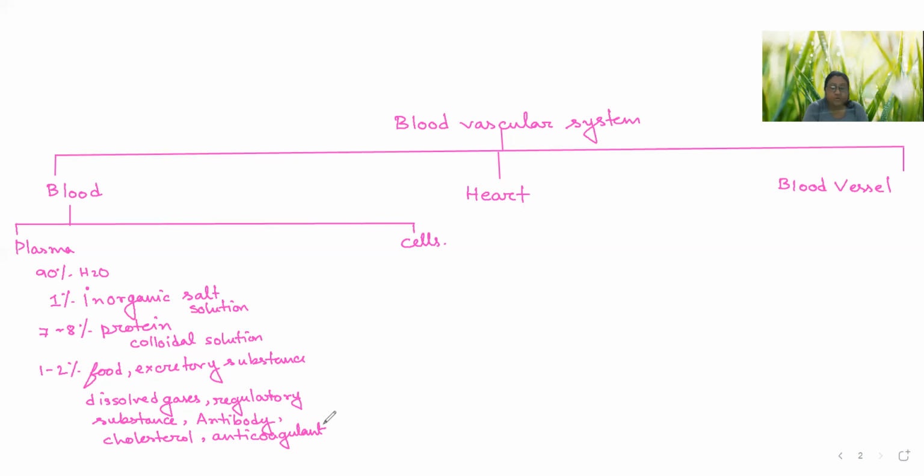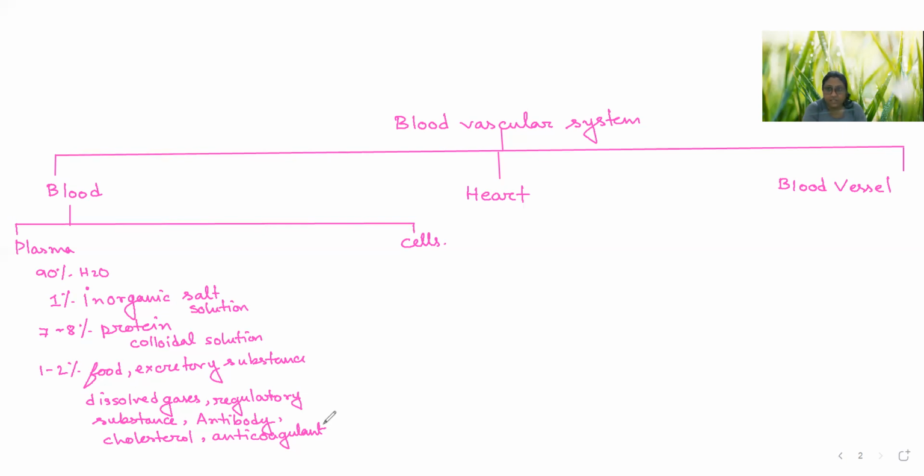Apart from that, you know that plasma protein may be transport protein. They help us to fight against diseases like antibodies, and protein present in the blood can directly destroy some bacteria and neutralize some viruses.